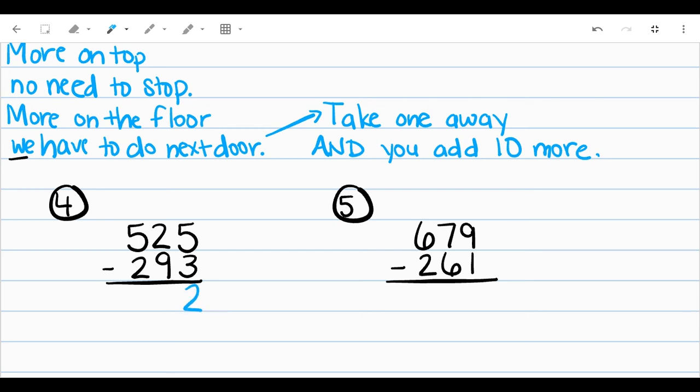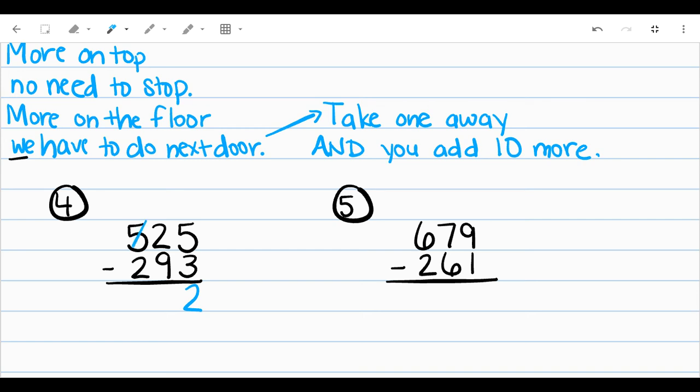Now we go to our tens column. We have 2 minus 9. When I do 2 minus 9, I can't do that because there's more on the floor. So I have to go next door. This time, we need more in our tens column, so we have to go over to our hundreds.